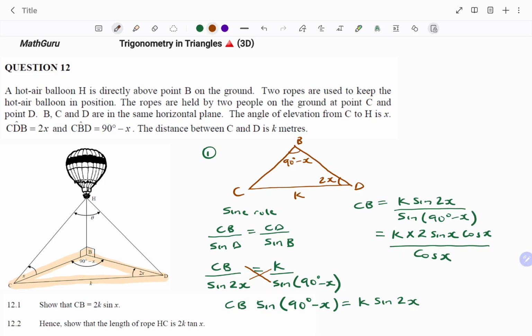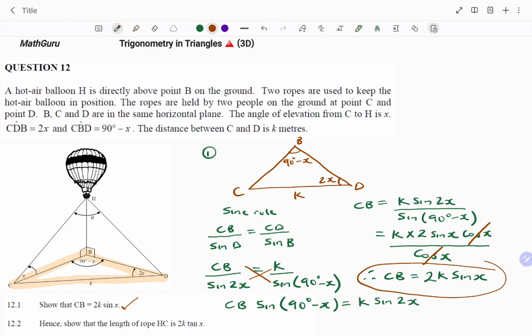And therefore, I have similar factors at the top and at the bottom. That goes out. Therefore, my CB will be equal to k times 2, that's 2k sine of x. And if you check what I have, that's equal to the first answer, show that CB equals 2k sine x.